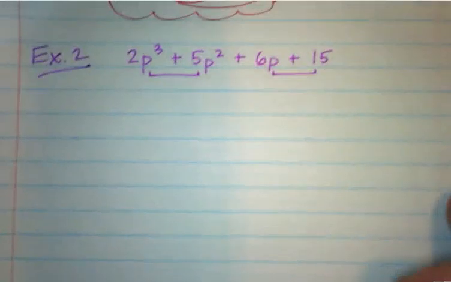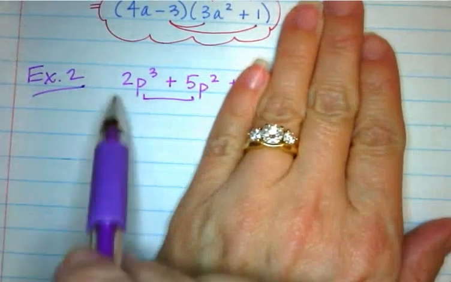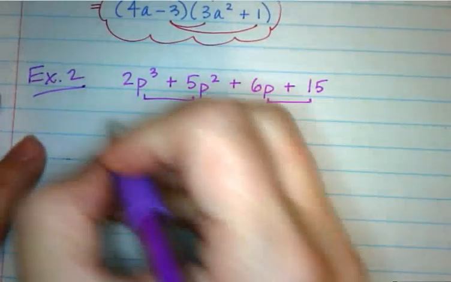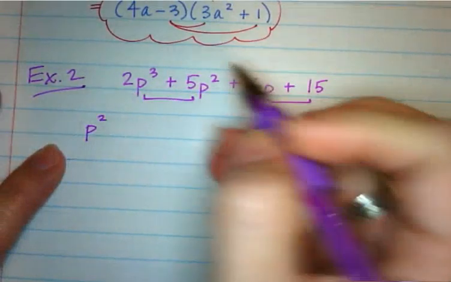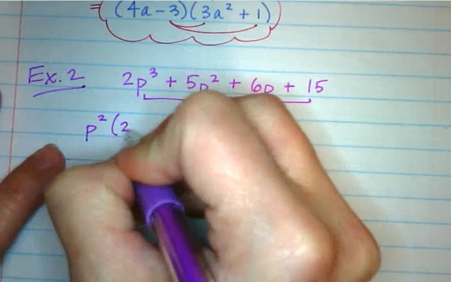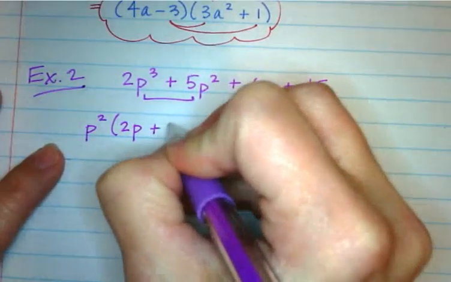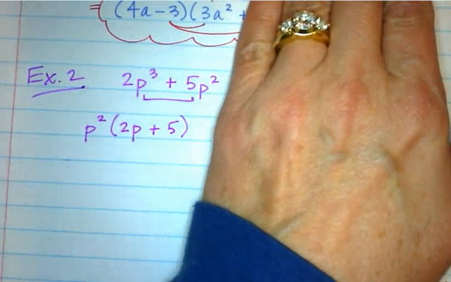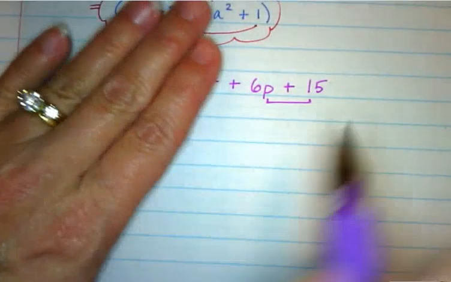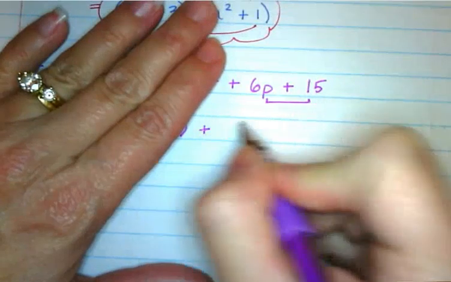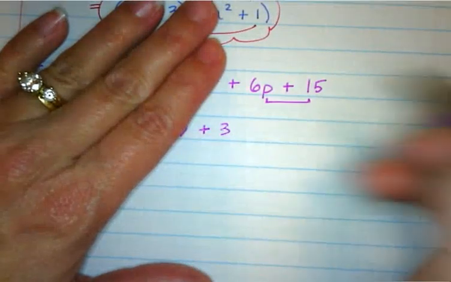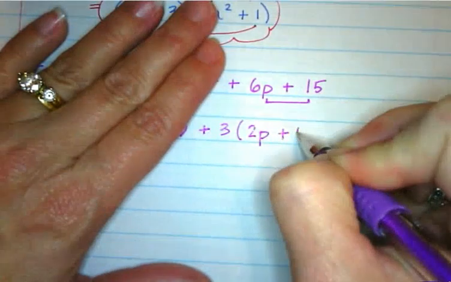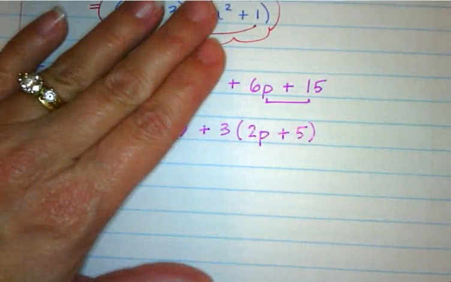All right, so first thing I'm going to do is ignore this group over here, and I'm going to do GCF. And out of these two, they have a p squared in common. So if I take out the p squared, that's going to leave me with 2p plus 5. And that is just working on this first group right here. All right, now I'm going to work on this group. And out of here, I can take a GCF of a positive 3. And if I do that, I will get 2p plus 5 left over again.